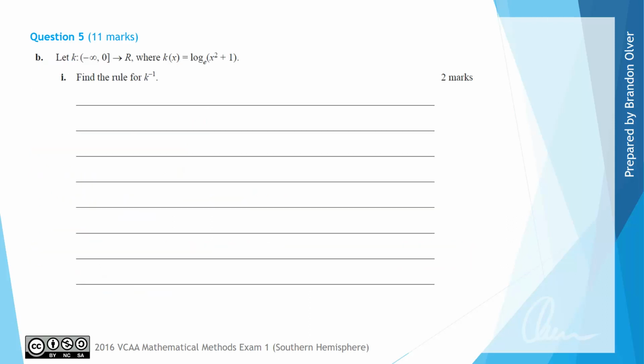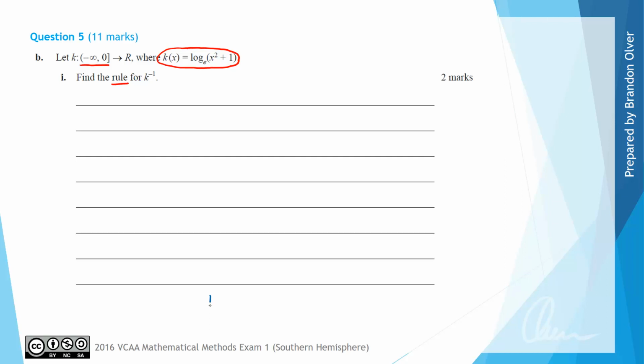Now we're moving on to part B, and we need to let k have a domain of negative infinity to 0, where k of x has the rule log e of x squared plus 1. For part 1 of part B, we're asked to find the rule for k inverse, the inverse function of k.